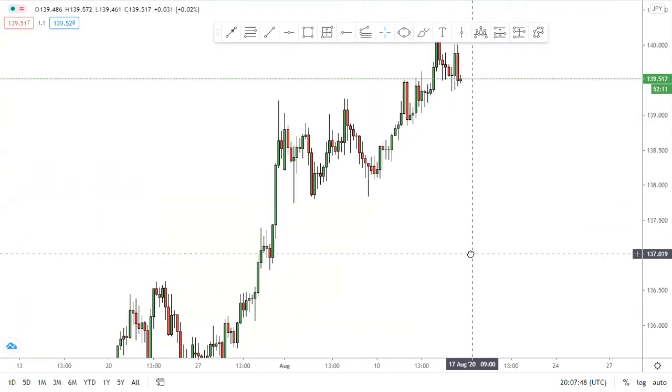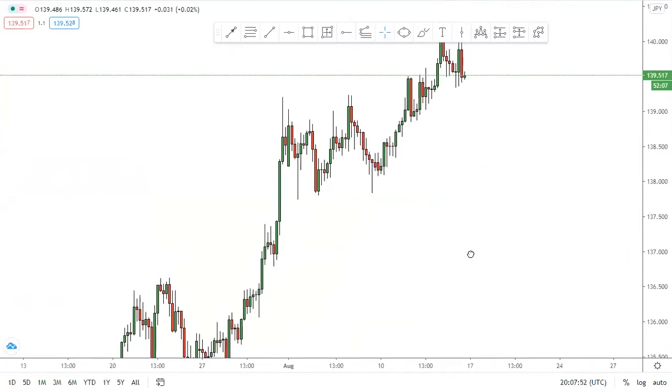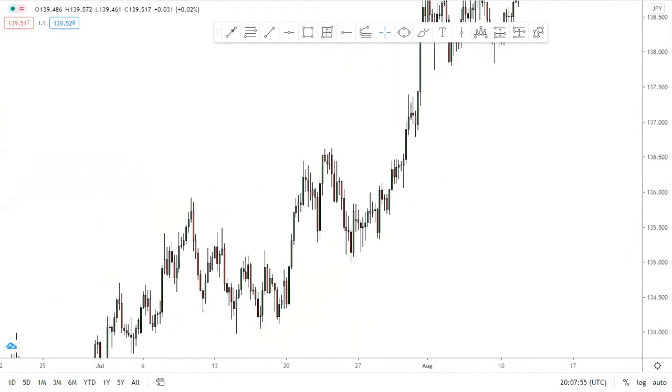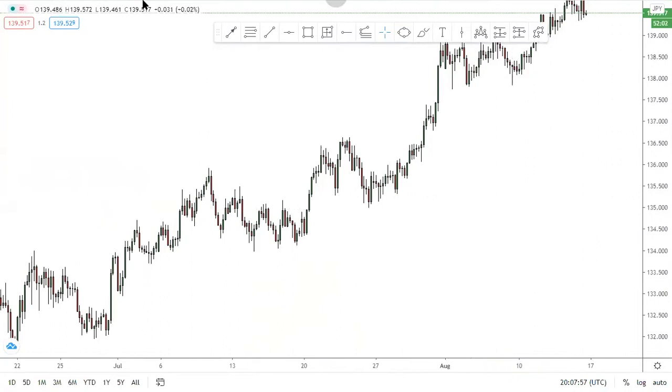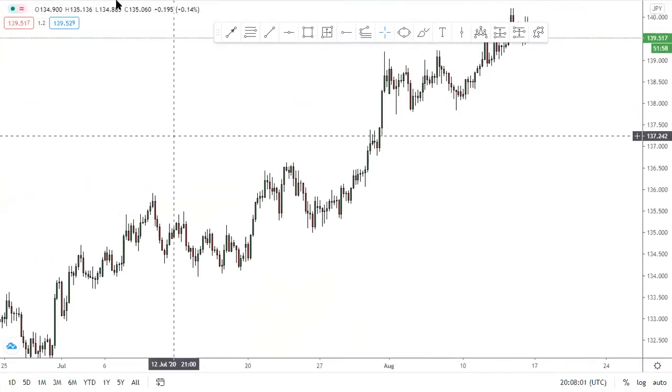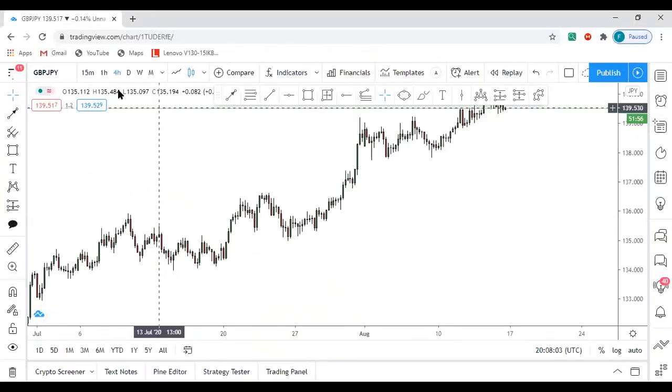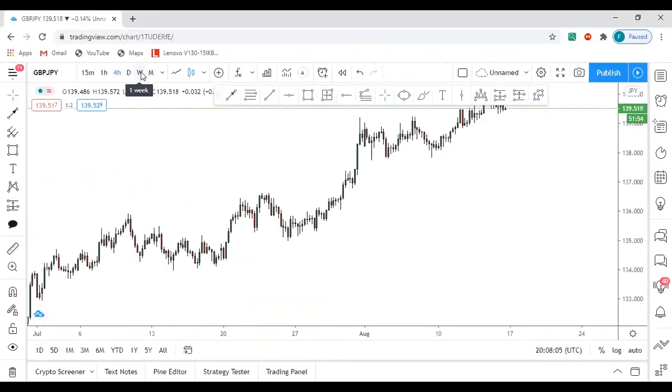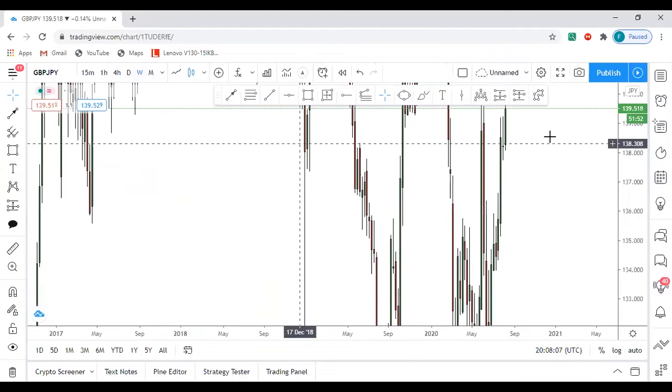I think this is GBP JPY. It's one of my favorite pairs. Very good. This is a bullish market. But what time frame is this? It's 4 hour. I would have to switch. I like to do the illustration on bigger time frames. Let me switch to a weekly or monthly time frame and show you something.